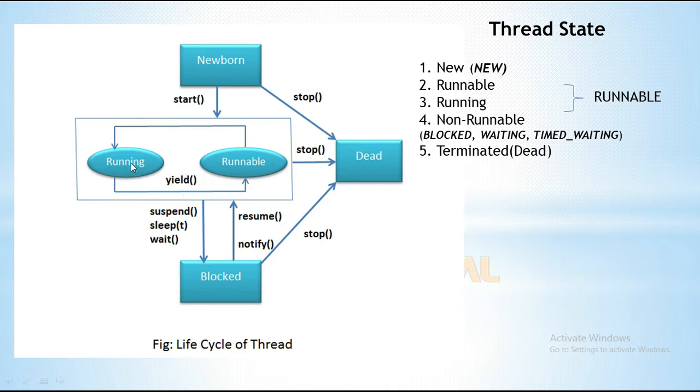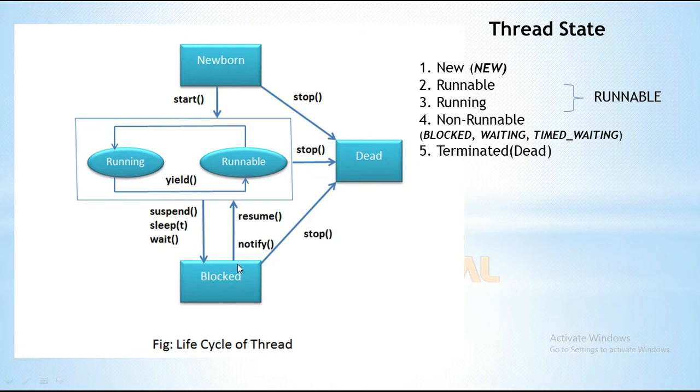While a thread is running, we can simply call the suspend method and put the running state into a non-runnable state. To do this, we can call suspend, or sleep, or wait. When we call the suspend method, the thread goes from running to the non-runnable state.